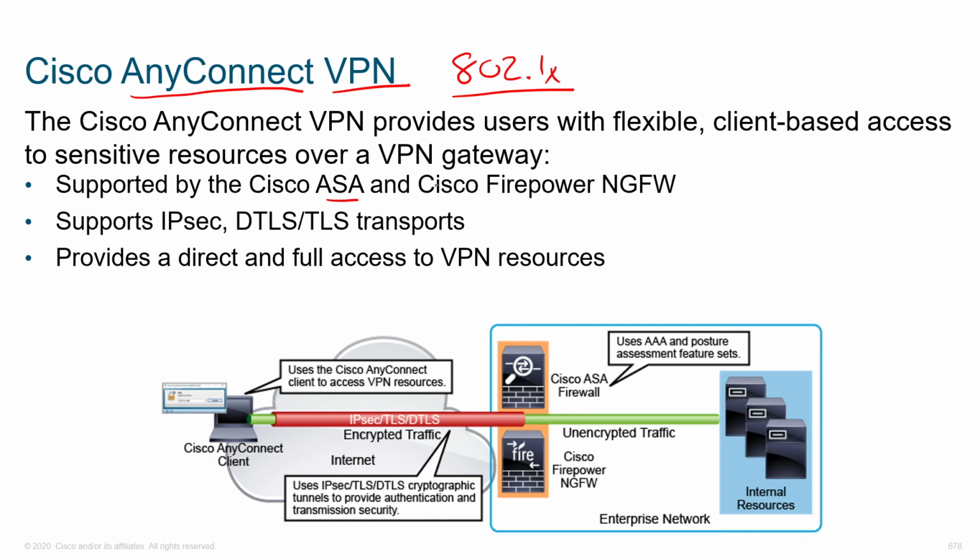AnyConnect is supported by both the ASA as well as Firepower. It supports IPsec as well as SSL VPN. SSL is going to use DTLS and TLS under the hood. And remember that it provides a direct and full access VPN connection. That is, any type of traffic, any application that you want to send across, it's going to go ahead and encapsulate that and pass it through, where the clientless VPN had some limitations.